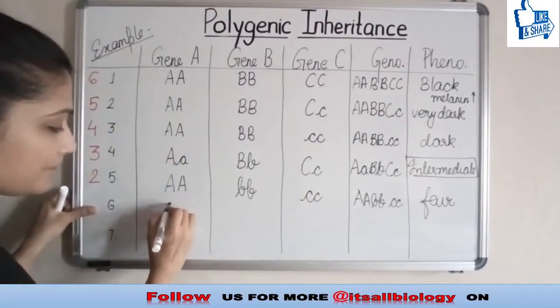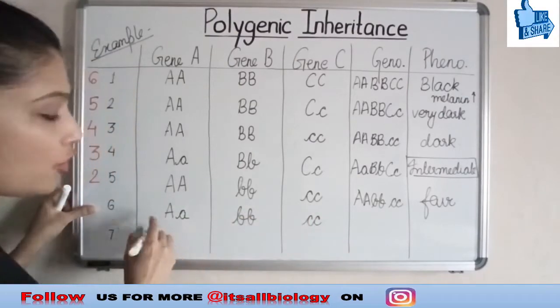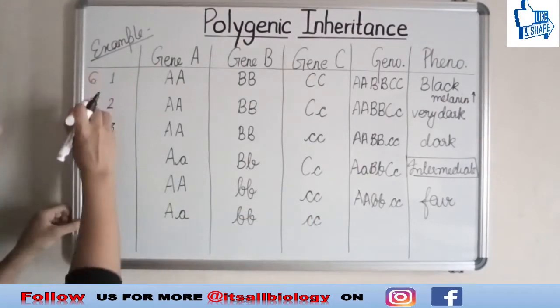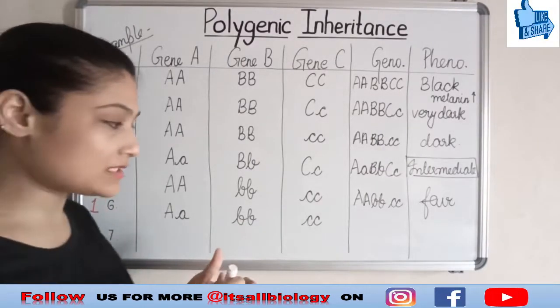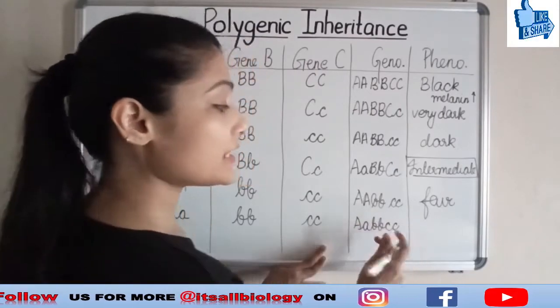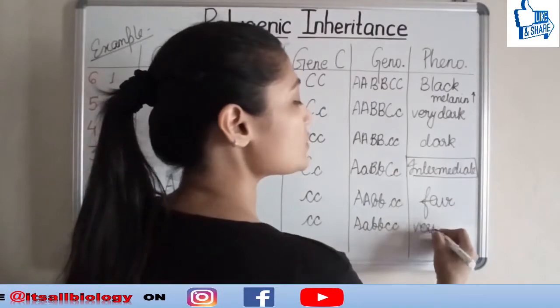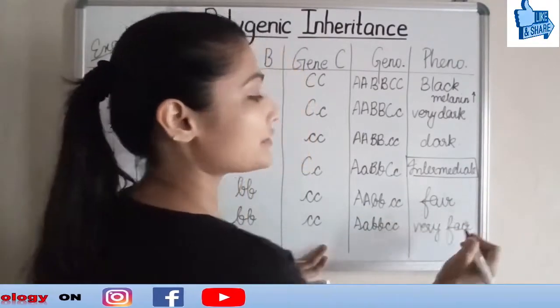Next case, wherein only 1 dominant gene is there. I am only writing the dominant ones. Recessive is easily understood. So I am going to be representing it like this. Only one is producing melanin. That means the person is going to be very fair.